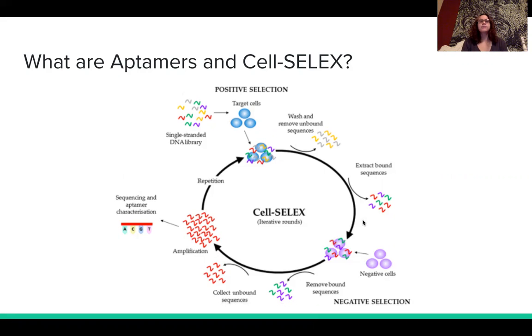You collect the unbound sequences from this part, and you amplify the sequences using PCR in order to characterize the aptamers. This process has many advantages over using naturally made antibodies, because aptamers are easy to synthesize. You can chemically modify them depending on what therapeutic method you're trying to do, and they are not toxic.